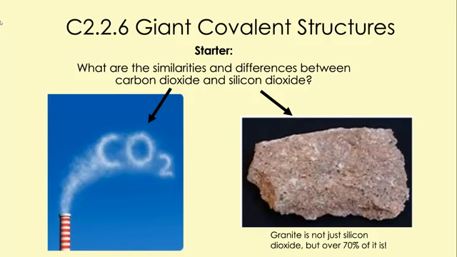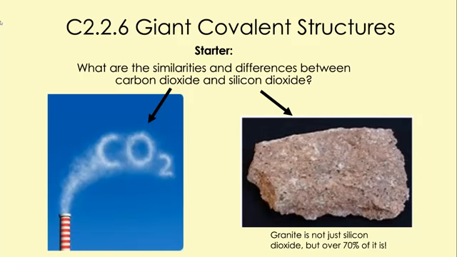Welcome to the video for C2.2.6, where we're going to look at giant covalent structures. You'll hopefully recognise the word covalent from previous lessons. In the last lesson we looked at simple covalent molecules, where you've got covalent bonding between non-metals, but they made small simple molecules. In giant covalent structures, which are sometimes called macromolecular substances, you've got one big massive molecule rather than lots of small ones.